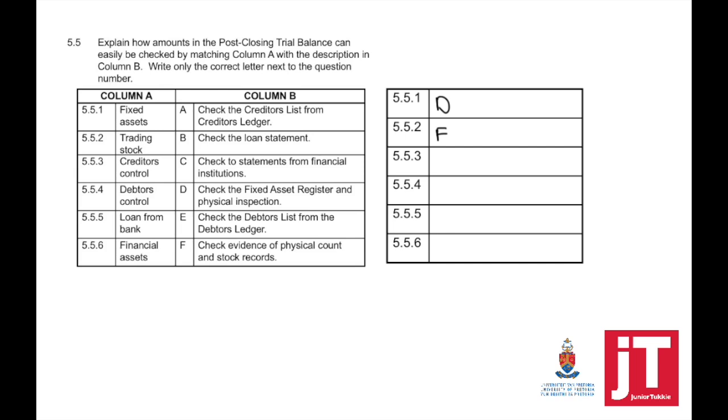5.5.3, creditors control, number A. Check the creditors list from the creditors ledger. Debtors control, 5.5.4, number E. Check the debtors list from the debtors ledger. 5.5.5, loan from bank, number B. Check the loan statement. 5.5.6, financial assets, number C. Check the statement from financial institutions.